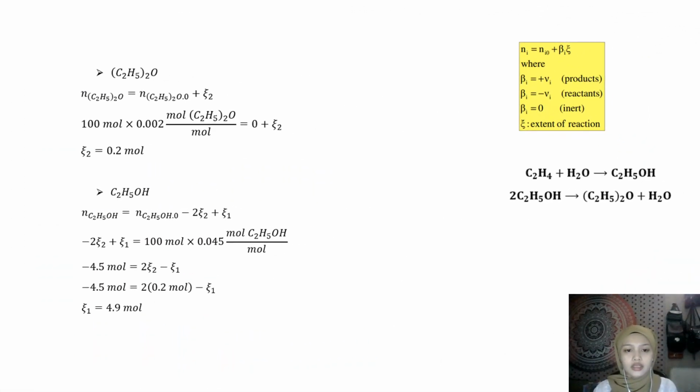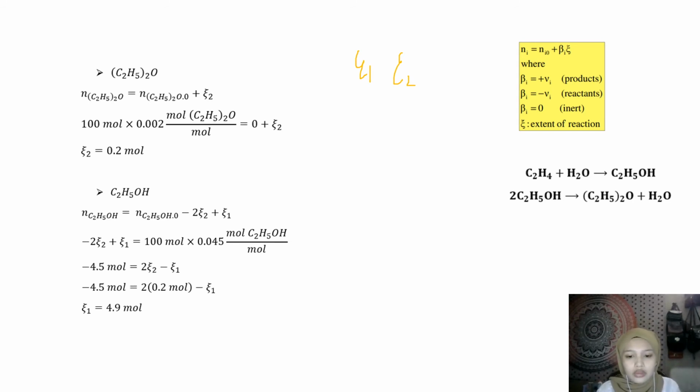Okay, from the previous calculation, we know that there are two variables we must find before we can calculate the number of mole of the ethylene and the number of mole of the water. So the two variables that we must find are the extent of reaction 1 and the extent of reaction 2.